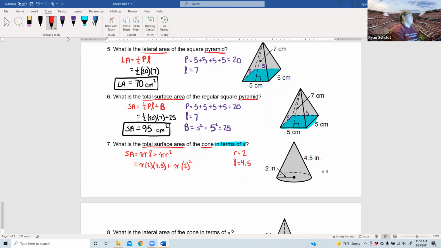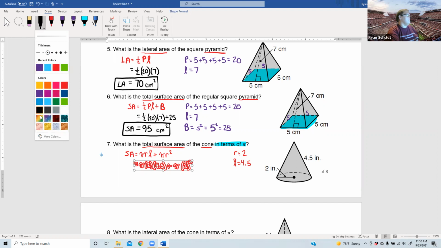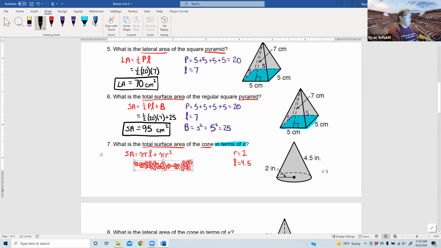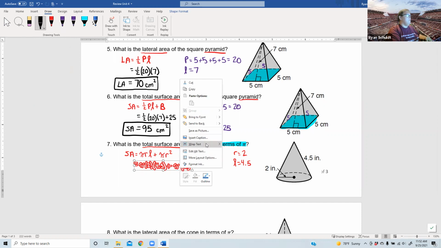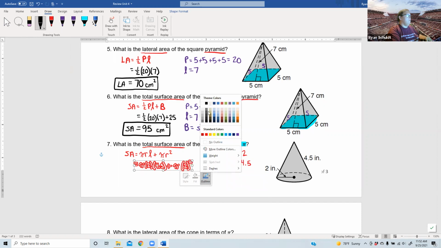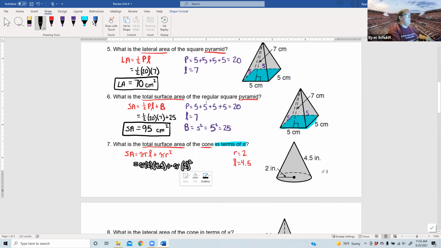Why am I writing this in red? 1 second. This shouldn't be in red. That should be in black. Okay, hang on. There we go.